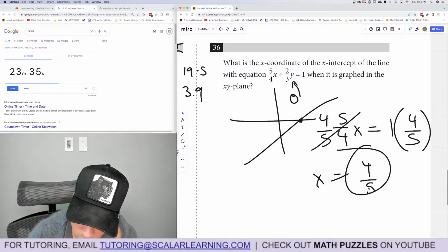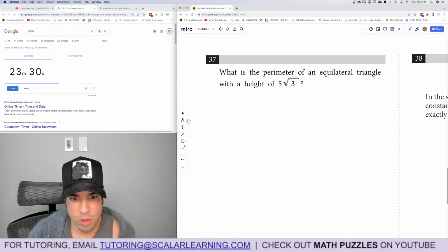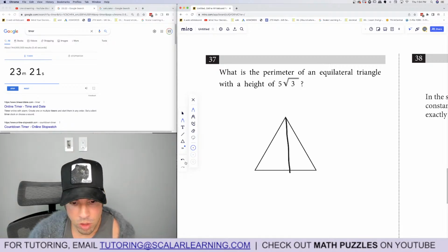Let's make sure that's visible. 37. What is the perimeter of an equilateral triangle? I'm going to use my triangle tool. With a height of 5 root 3. So here's the thing to note about this.